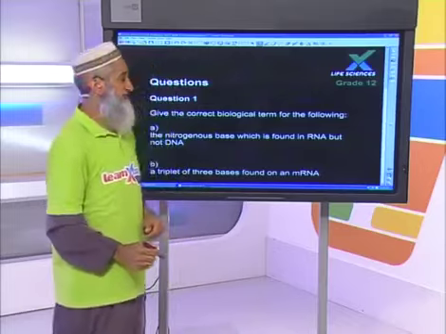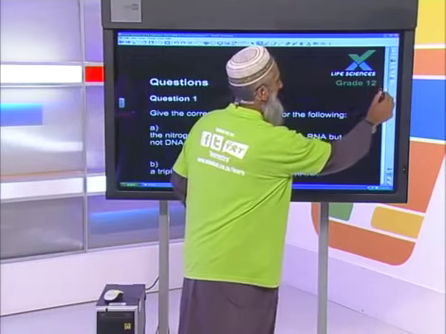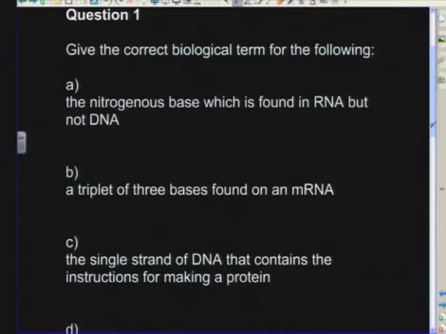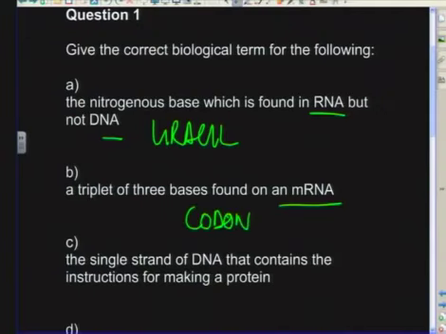We go straight to the questions then. Let's look at the first one. I'm only going to look at the correct biological terms. Nitrogenous base which is found in RNA but not DNA. That one is easy, it's uracil. A triplet of three bases found on an mRNA, we call it the codon because it provides the code.